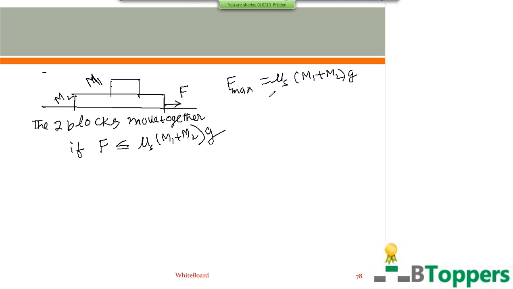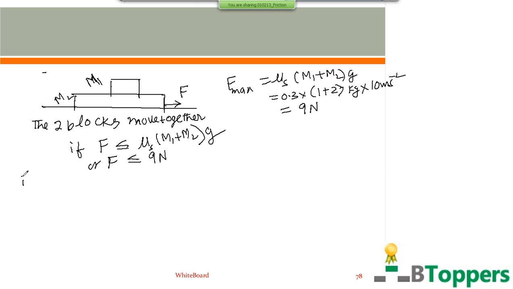In this problem we are given that μs equal to 0.3, M1 is 1 kg, M2 is 2 kg and g is 10 meter per second square. That will be equal to 9 newtons. That means the two blocks move together with the same acceleration if the magnitude of the horizontal force applied on the lower block is less than or equal to 9 newtons.